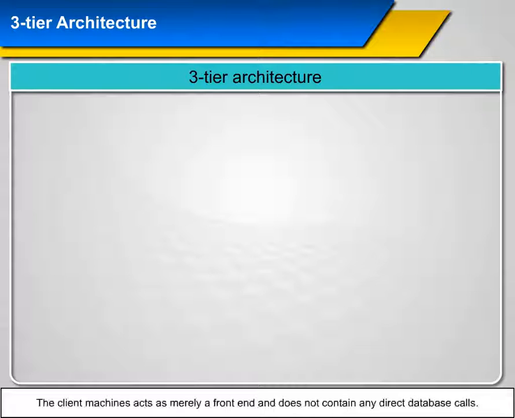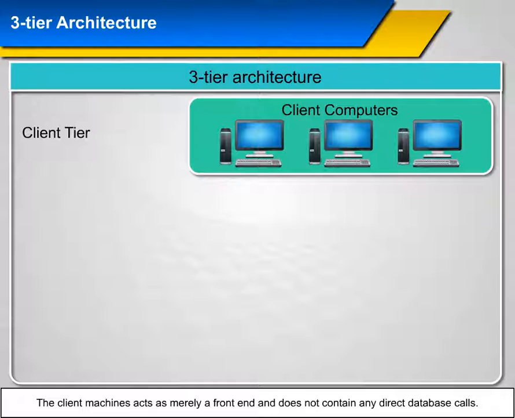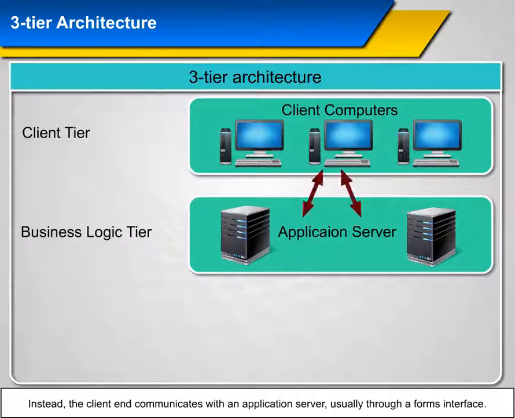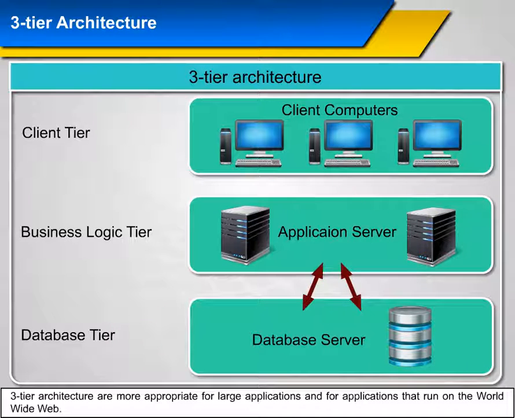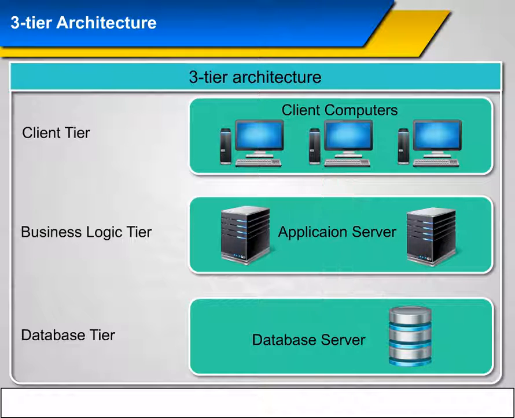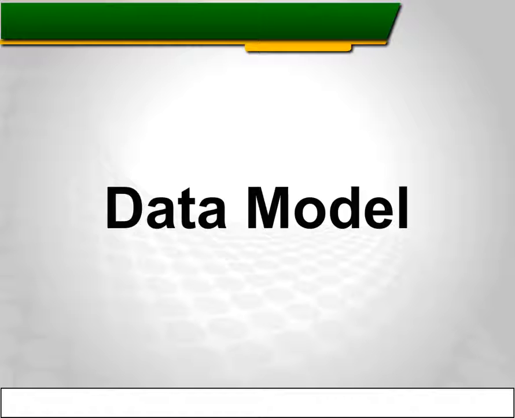3-tier architecture. The 3-tier architecture is a widely used architecture. The client machine acts as merely a front end and does not contain any direct database calls. Instead, the client end communicates with an application server, usually through a forms interface. The application server, in turn, communicates with the database system to access data. Three-tier architecture is more appropriate for large applications and for applications that run on the World Wide Web. Data model.